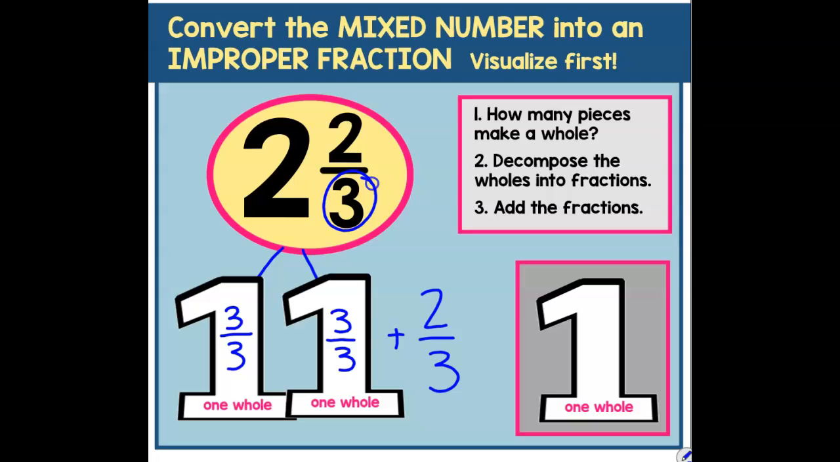Now I'm going to add them all together. 3/3, 6/3, 8/3. So 8/3 would be the way I would write 2 and 2/3 as an improper fraction. I could also count 3, 6, that's going to give me my 2 wholes, and then I have those 2/3 extras.